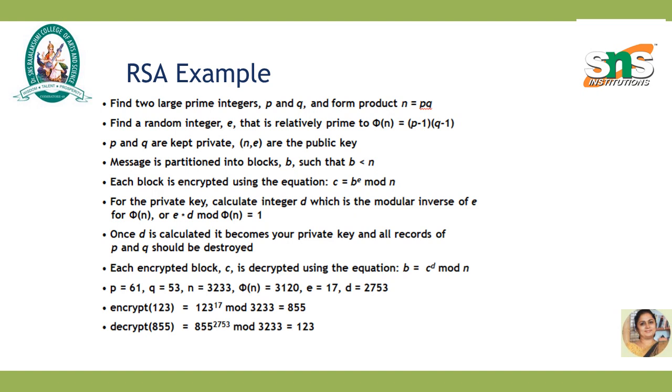The message is partitioned into blocks. Each block is encrypted using the equation C equal to M to the power E mod n. For the private key, calculate the integer D, which is the modular inverse. Once D is calculated, it becomes your private key and all records of P and Q should be destroyed. Each encrypted block C is decrypted using the decryption equation. Here we have the encryption and decryption values.